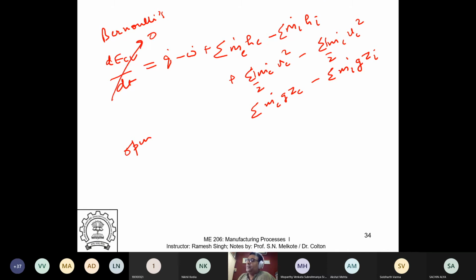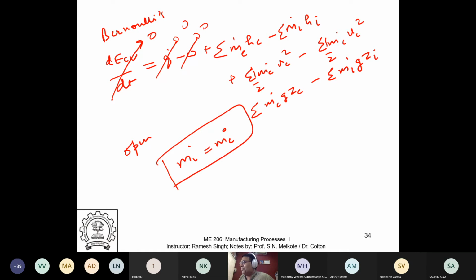So this is zero, steady state condition. There is no Q dot and W dot is zero. Now if you assume the temperature is constant, H is U plus PV, and with constant temperature only the PV term remains. If m_i dot equals m_e dot, a single inlet and single outlet, not multiple streams, you will get Bernoulli's equation for flow in a pipe.